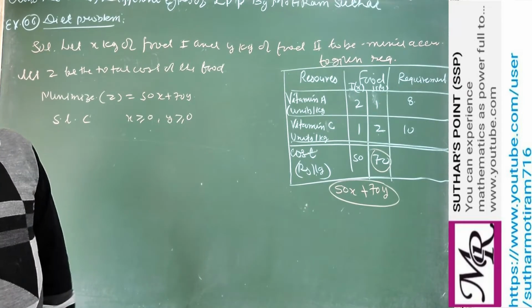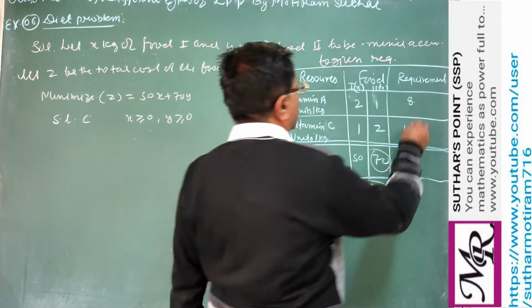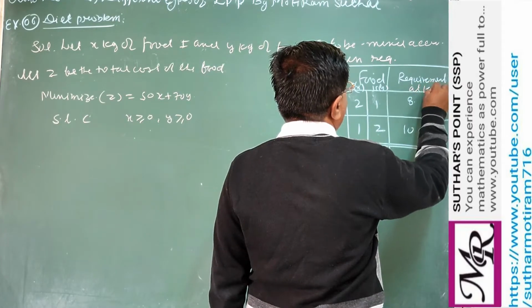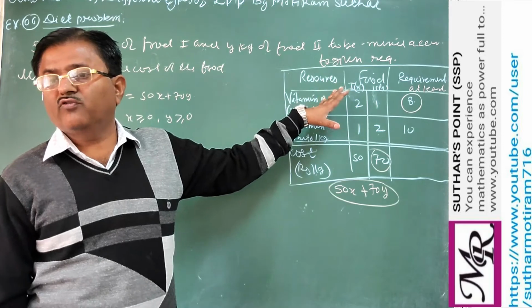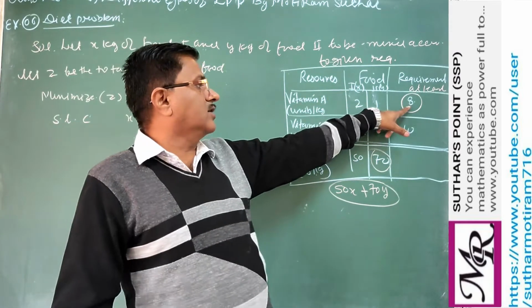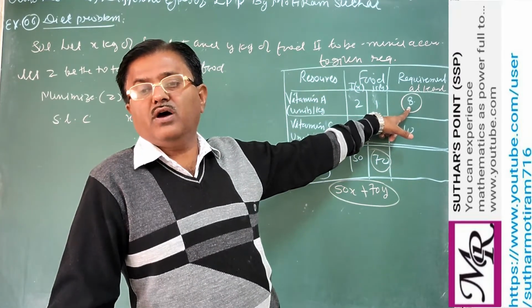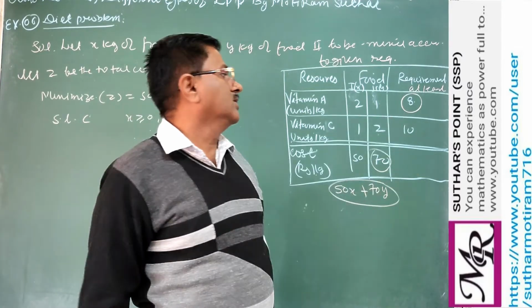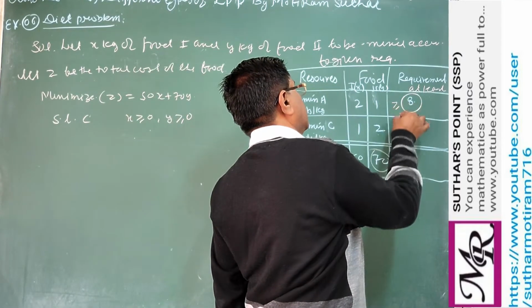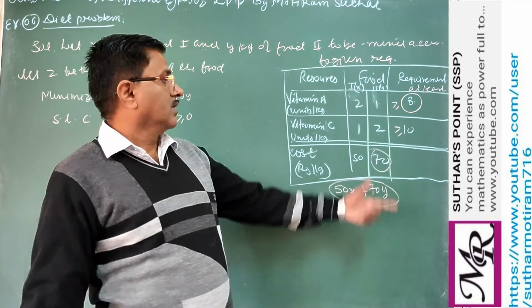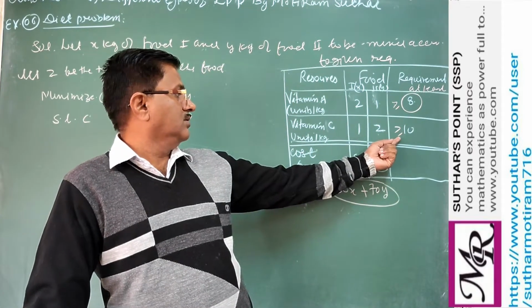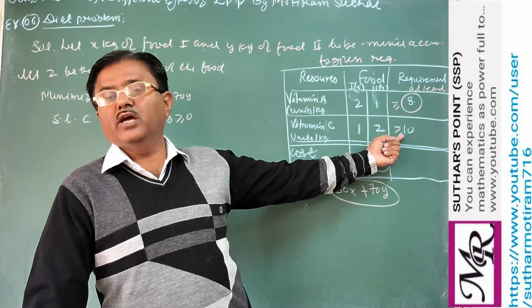Now the mixture must contain at least 8 units of vitamin A. The mixture of both foods contains at least 8 units. Whenever we say at least, we use the greater than or equal to symbol. The value of this will be greater than or equal to 8, and vitamin C should be at least 10 units.